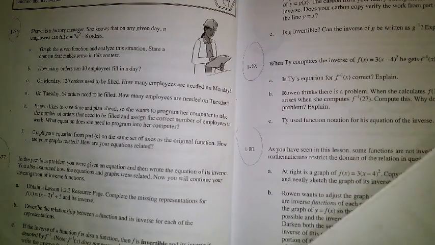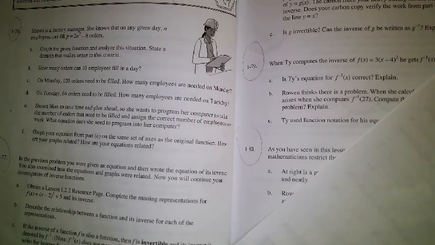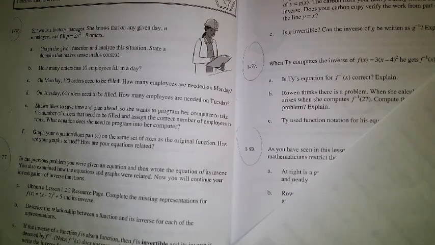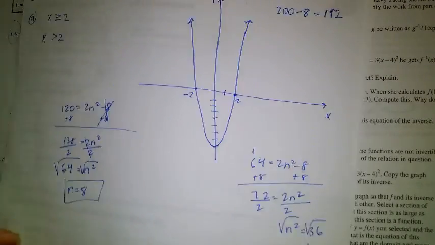And then it says, Sean likes to save time and plan ahead, so she wants to program her computer to take the number of orders that need to be filled and assign the correct number of employees to work. What equation does she need to program into her computer?